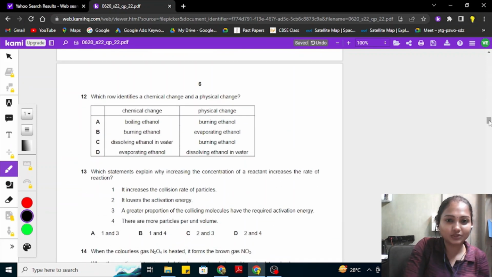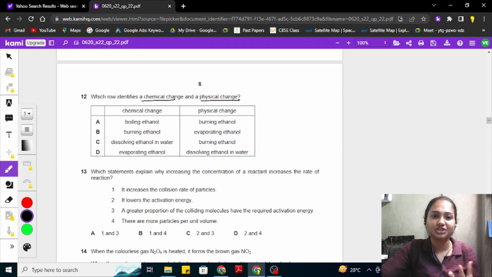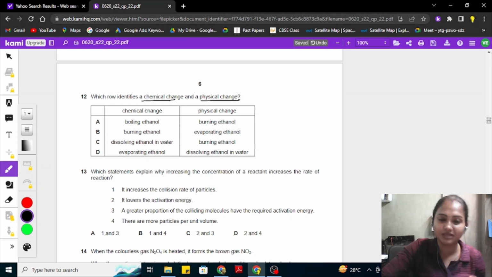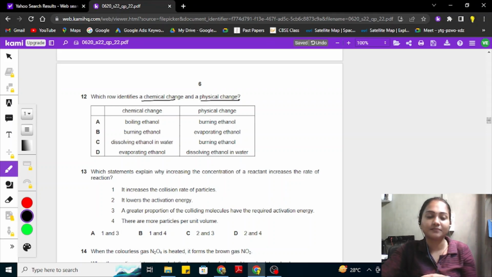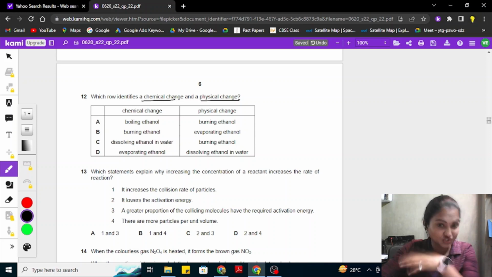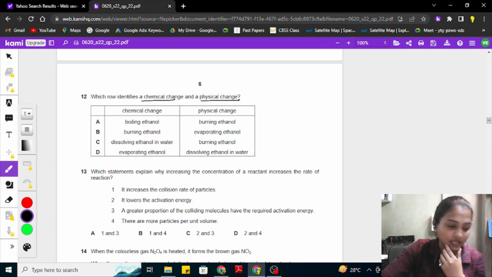Moving to our 12th question. Which row identifies a chemical change and a physical change? Chemical change is a permanent change. It's a chemical reaction which takes place. Physical change is a temporary change which is reversible in most of the cases. So let's see which one is correct here.